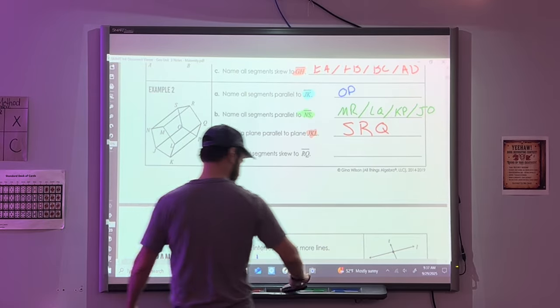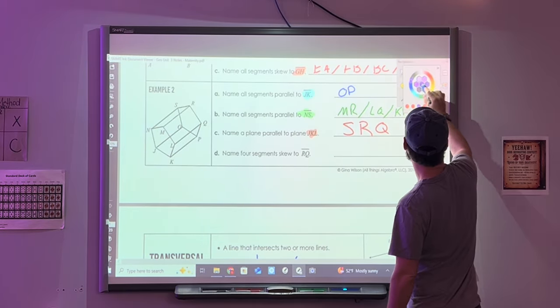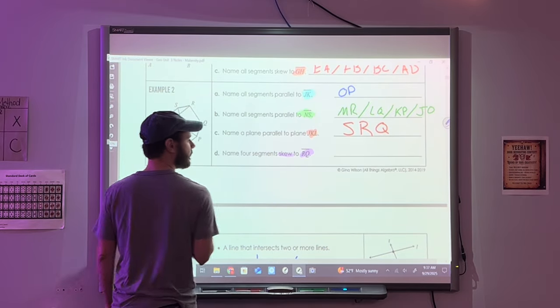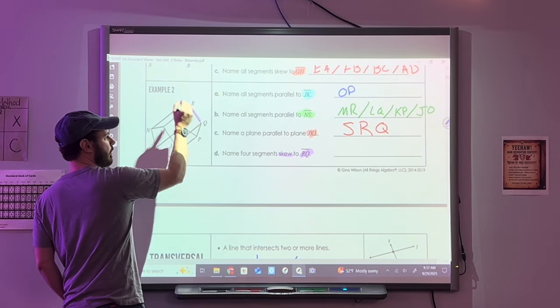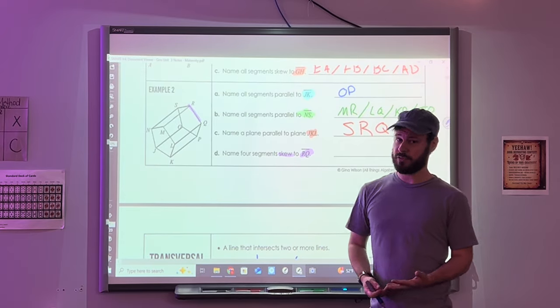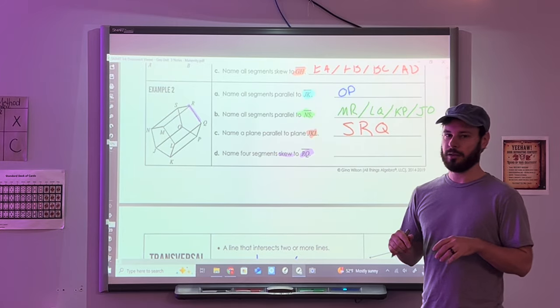Then our last question here, name 4 segments skew. Okay, so I'm trying to find some skew lines. RQ. All right, so it says 4, it doesn't say all. That means there's gonna be lots of options we can do here. Remember, skew is different plane, never touching.